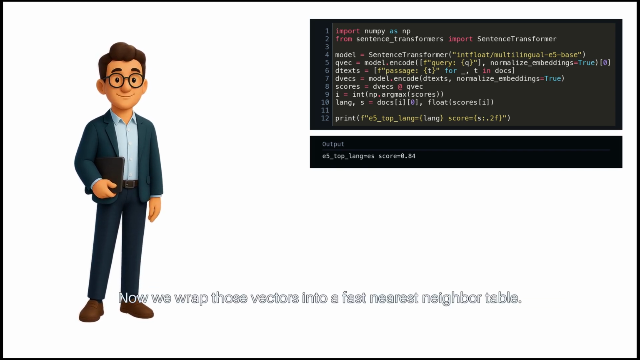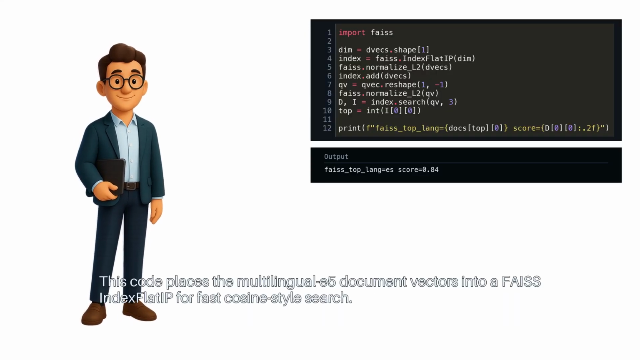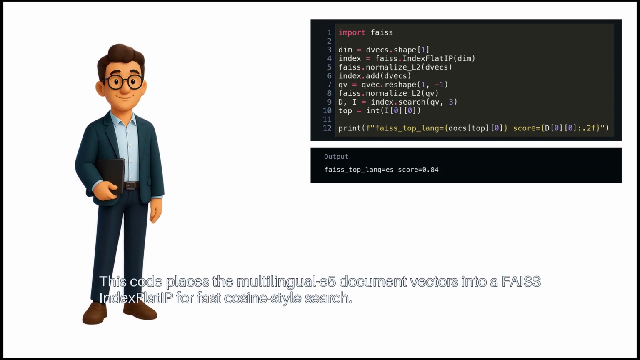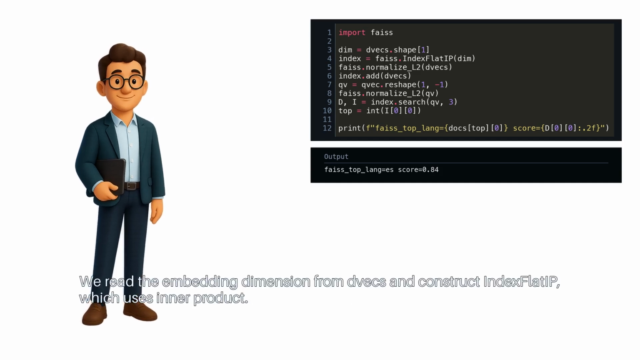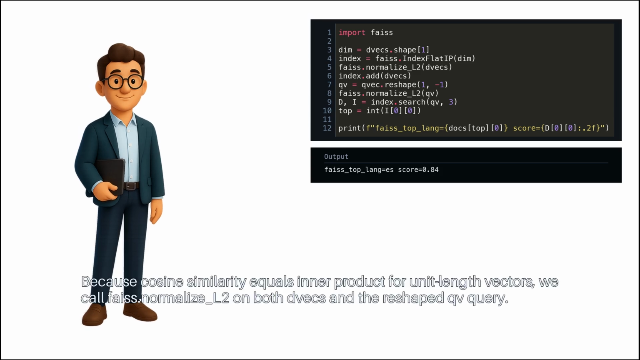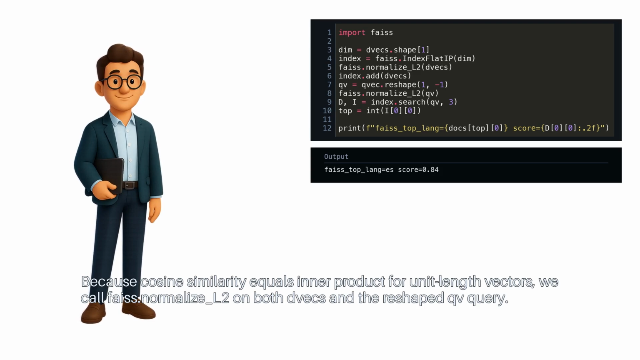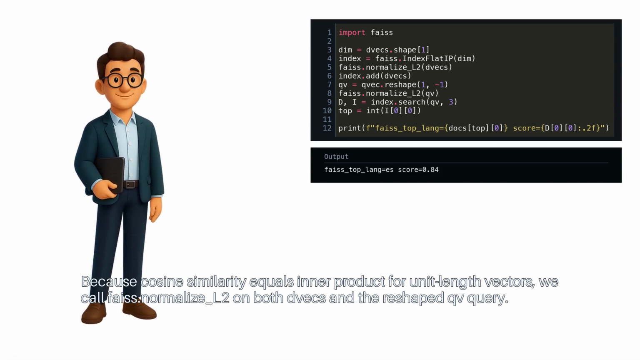Now we wrap those vectors into a fast nearest neighbor table. This code places the Multilingual-e5 document vectors into a FAISS IndexFlatIP for fast cosine style search. We read the embedding dimension from dvec and construct IndexFlatIP, which uses inner product. Because cosine similarity equals inner product for unit length vectors, we call faiss.normalize_L2 on both dvec and the reshaped qvec query.